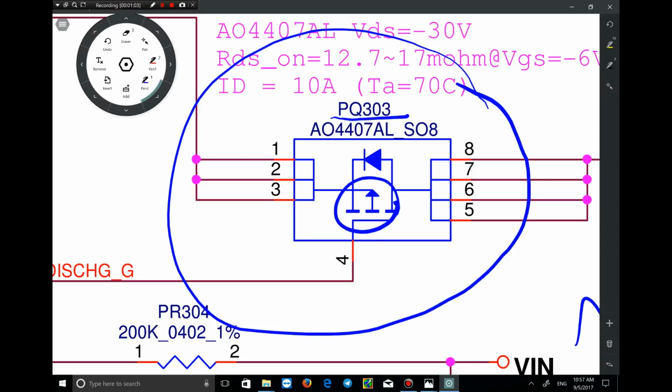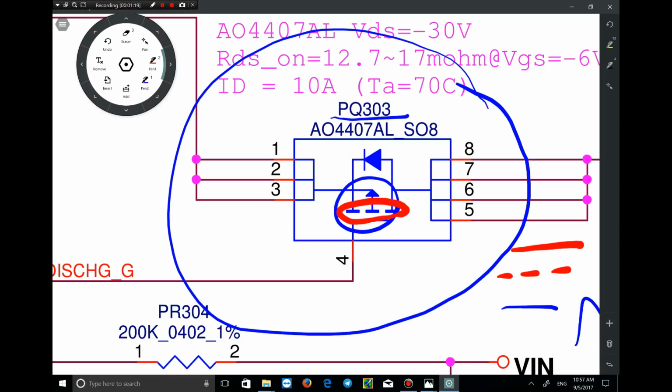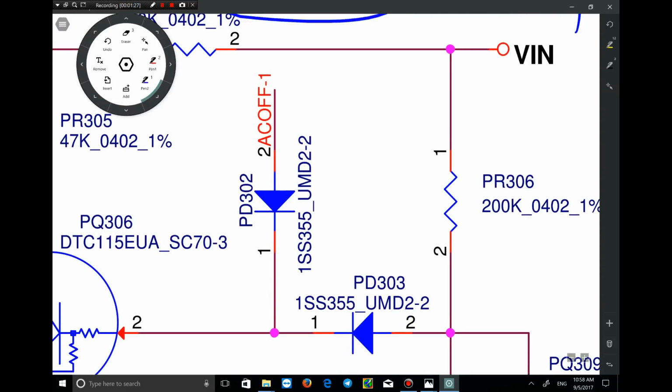Another thing about MOSFETs is that you should pay attention to this part as well. That's the line. If this part is a cut line, something like this, the MOSFET is an enhancement mode, and if the line is continuous, it is a depletion mode MOSFET. So the next component that I want to talk about is the diode.